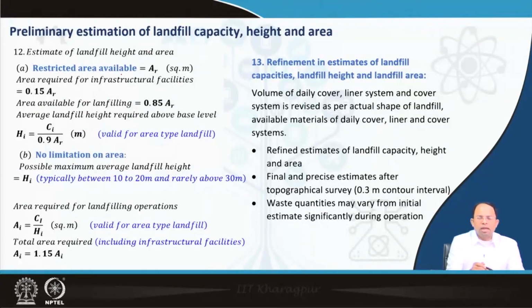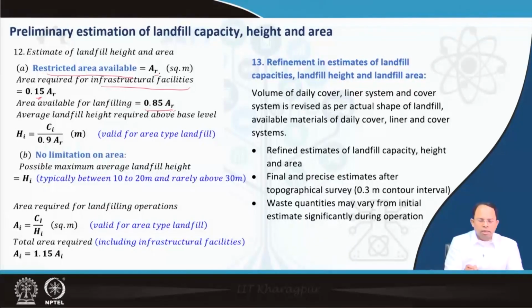The first assumption is that the area is restricted, so we have a fixed area for the landfill site. We now know the volume that is required for the overall waste and allied material, the cover volume and so on. So we can say that 15% of the area would be required for the infrastructural facilities, or alternatively 85% of the entire area of the site would be dedicated to storing waste and covers and so on. So we take only 0.85 of the total area which is available, AR.